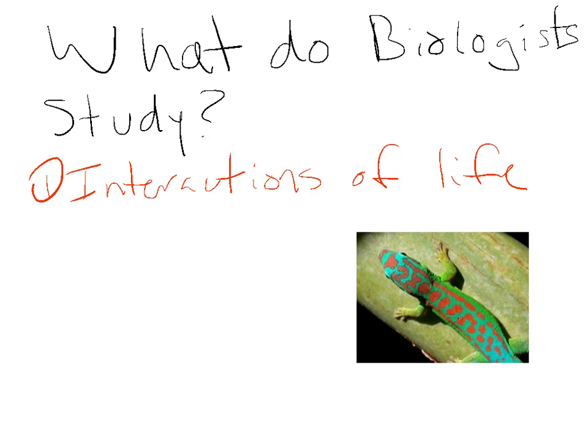So it needs all those non-living parts of the environment, right? But it also needs the living parts, right? Because geckos are carnivores; they eat insects and other things, so they need to rely on nature to provide it with food in the form of other living things. So the first thing that biologists study is the interactions of life.